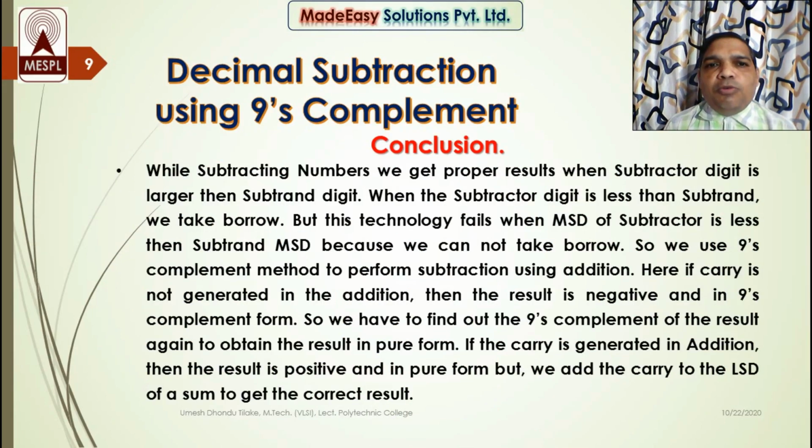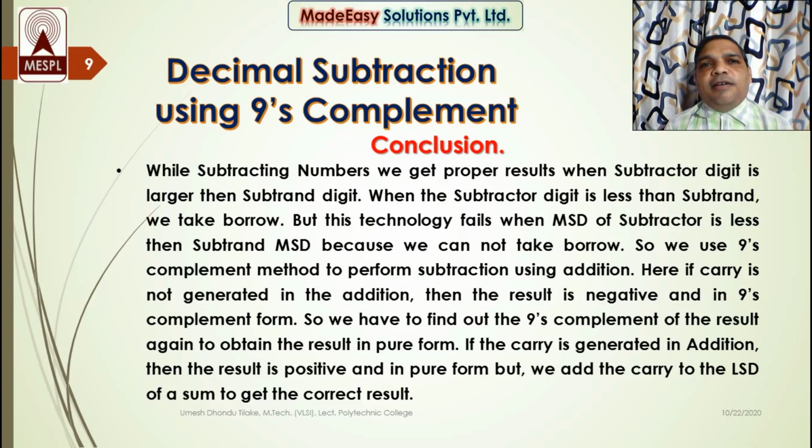So what can we conclude from this lecture? While we subtract numbers, if the subtractor digit is larger than the subtrahend digit, we get the proper difference. Whenever the subtractor digit is less than the subtrahend digit, we take a borrow from the next significant digit. But this technique of taking a borrow fails in the case of MSDs. If the MSD of the subtrahend is larger than the MSD of the subtractor, then we cannot take a borrow because there is no next significant digit. So this technique fails and gives wrong results. Therefore we use the technique of complements. So the decimal subtraction using 9's complement gives us the proper result.